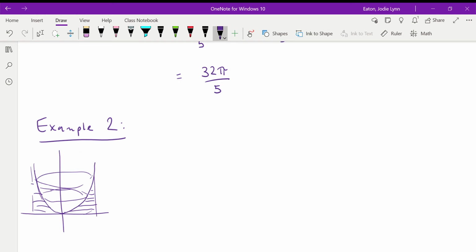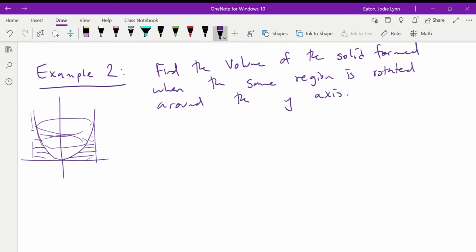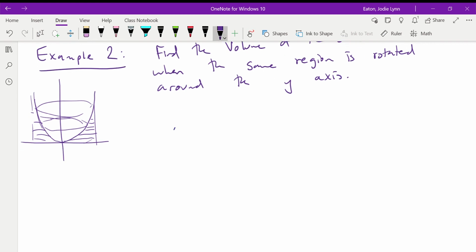So in this case, find the volume of the solid formed when the same region is rotated around the y-axis. Since we're rotating around y, we're looking at these things that are perpendicular to y. So we're going to be adding up in y, and we want to find our area in terms of y. So we want a function of y that is going to give us the area.